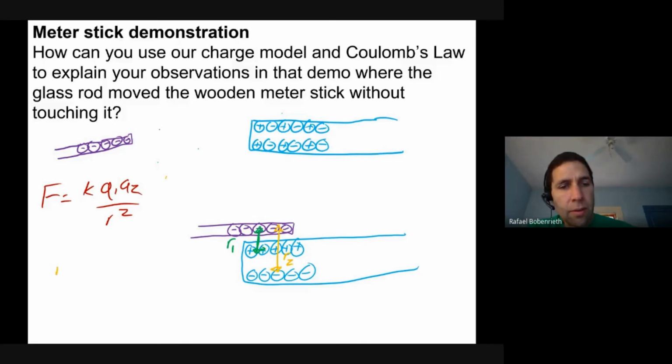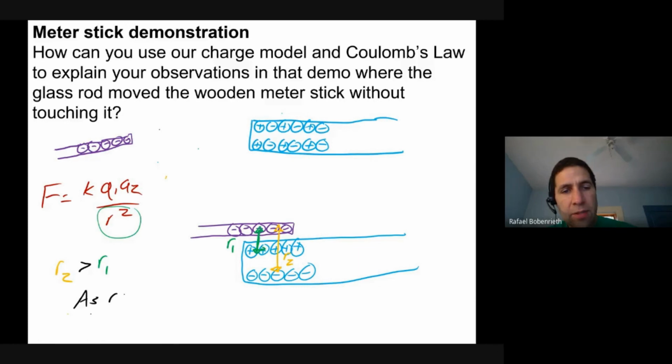We notice that R2 is greater than R1, right? So even though I have the same amount of positive and negative charges still on the meter stick, the distance that those charges are to the excess negative charge on the rod is different now. And so how does that manifest itself? In Coulomb's law, if I look up here, right? Remember, let's write this here.